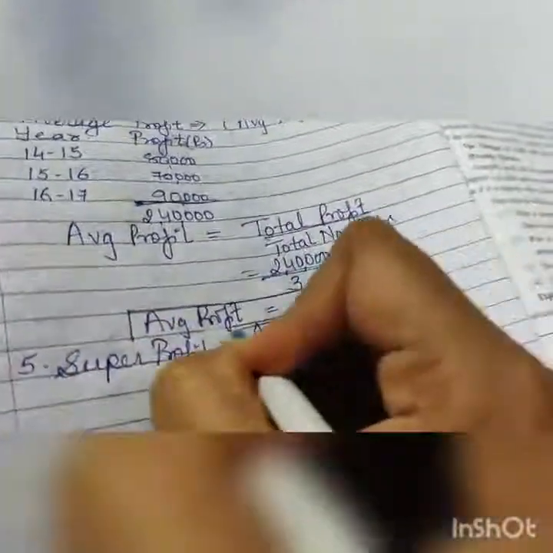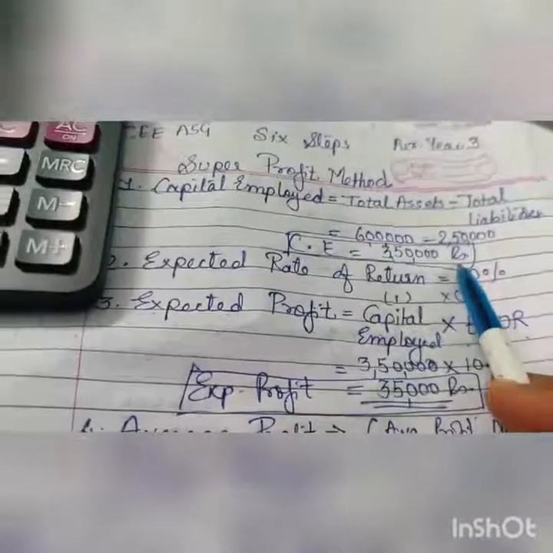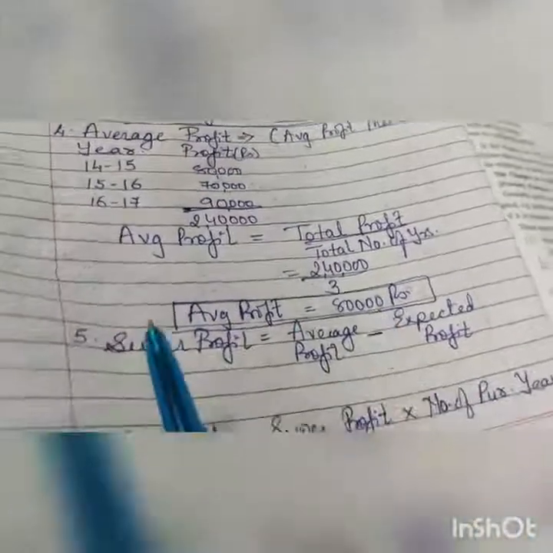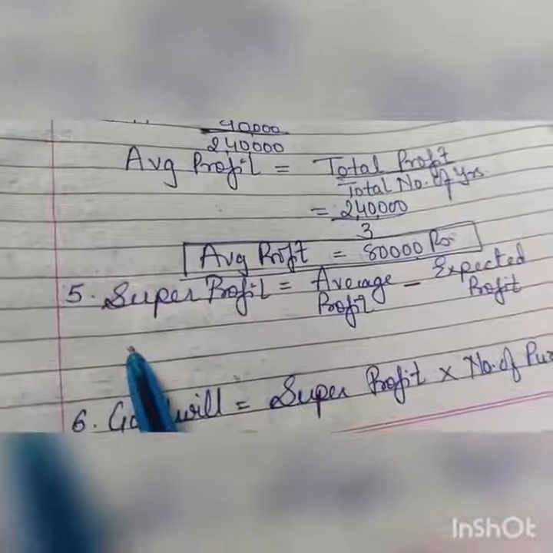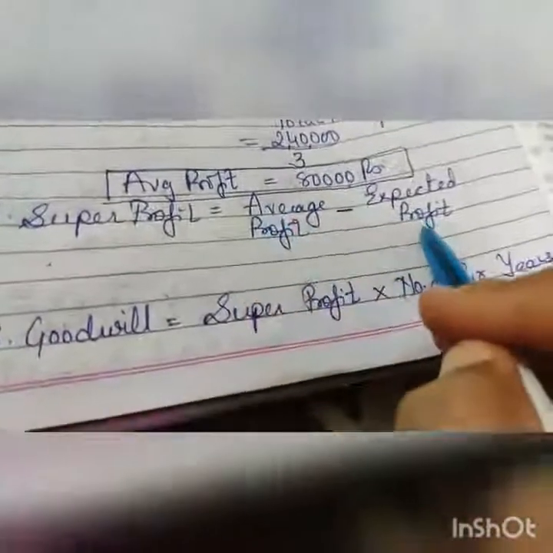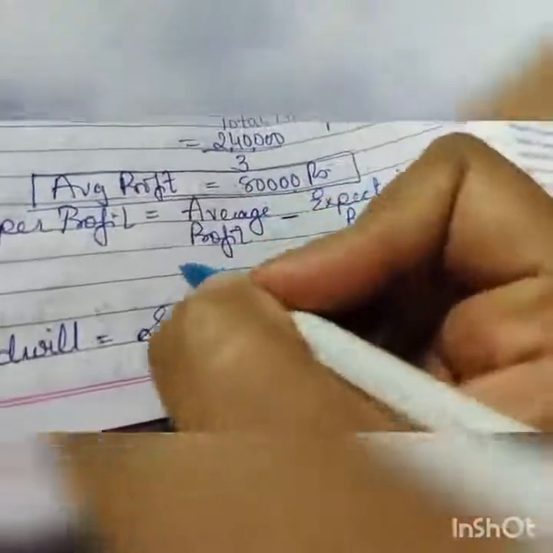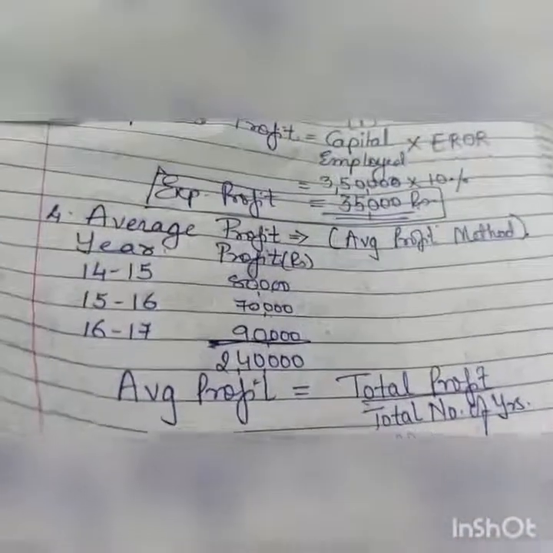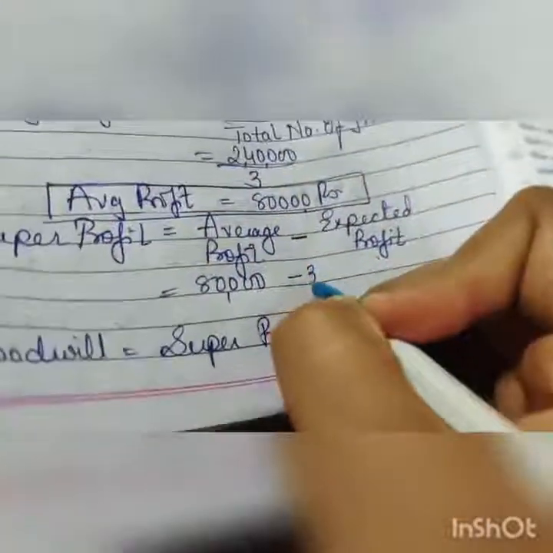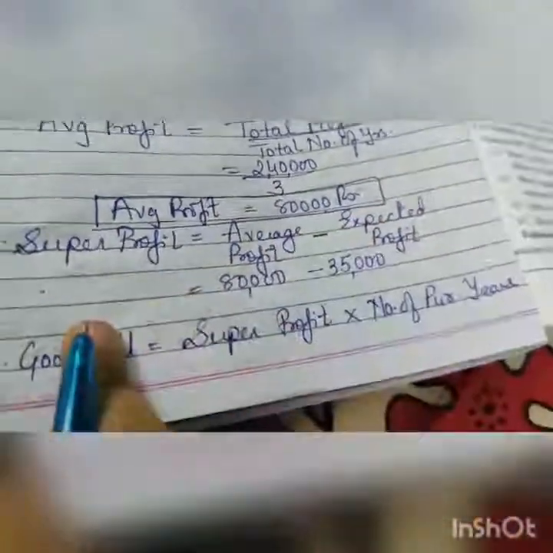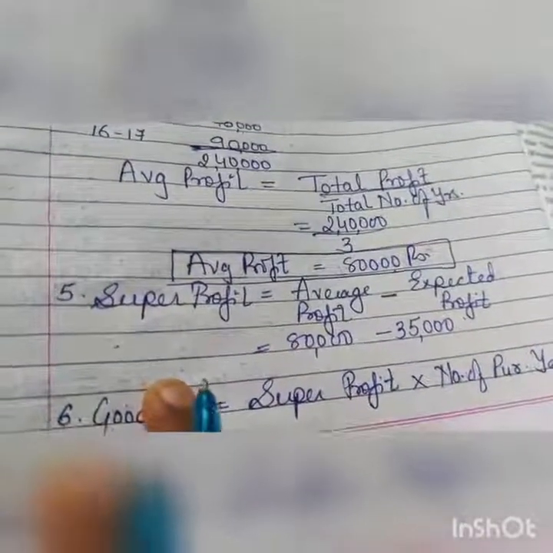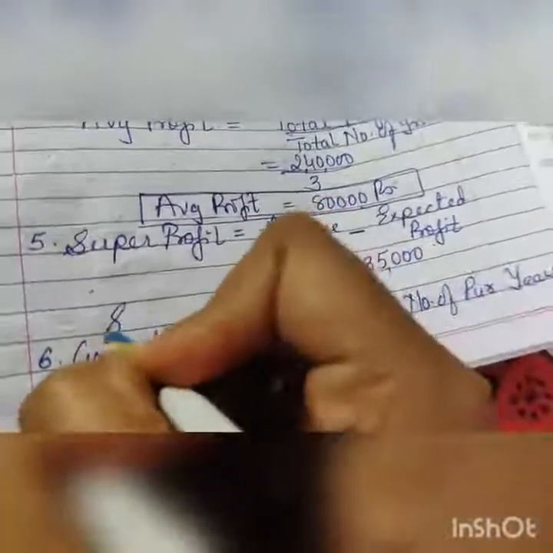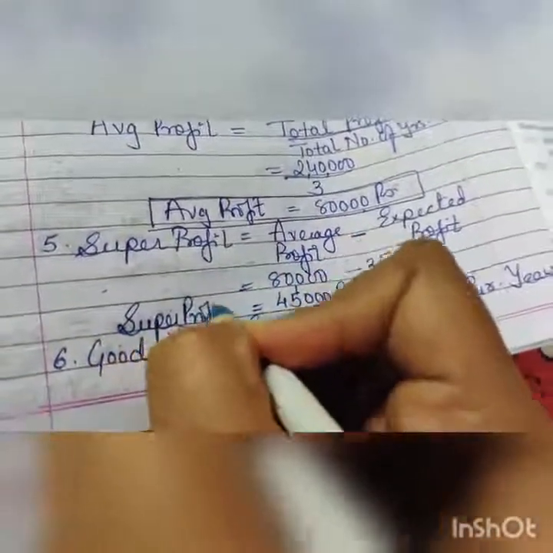Clear, everyone? See, at the end, do not forget to write the rupee, either the word or the symbol of the rupee. Now the next step is super profit. What is the step for super profit? Average profit minus expected profit. Average profit is 80,000 minus expected profit 35,000. So the super profit will be 45,000 rupees.